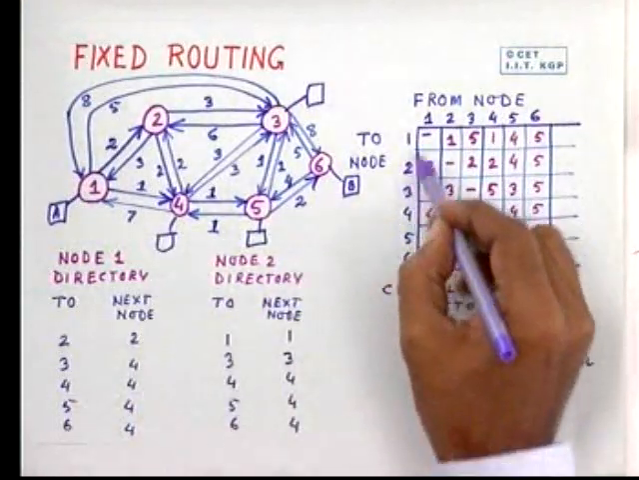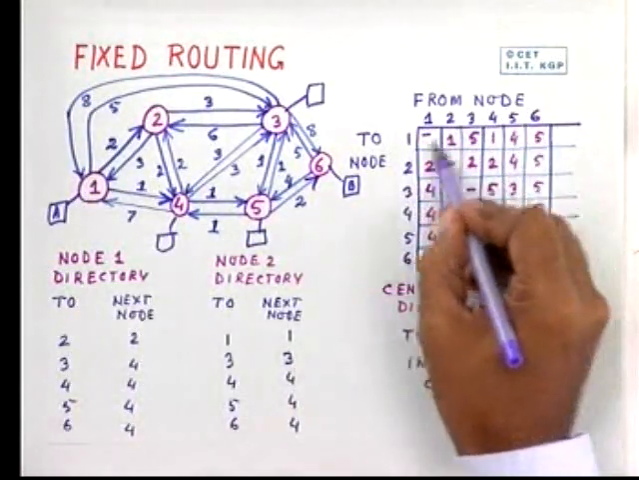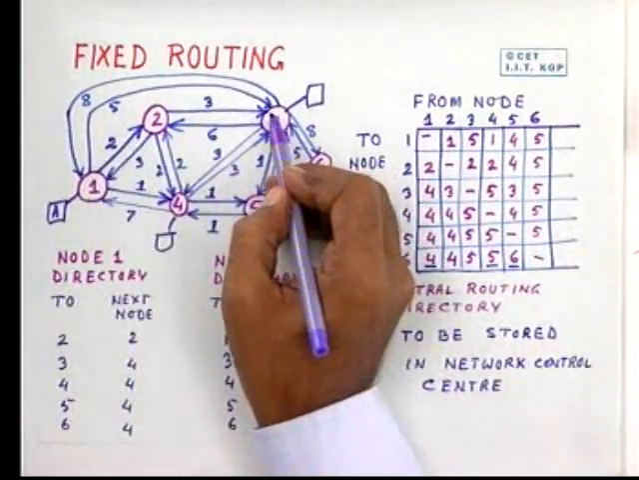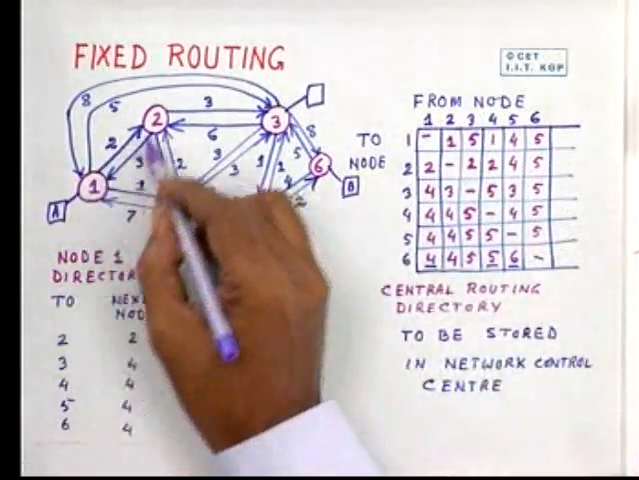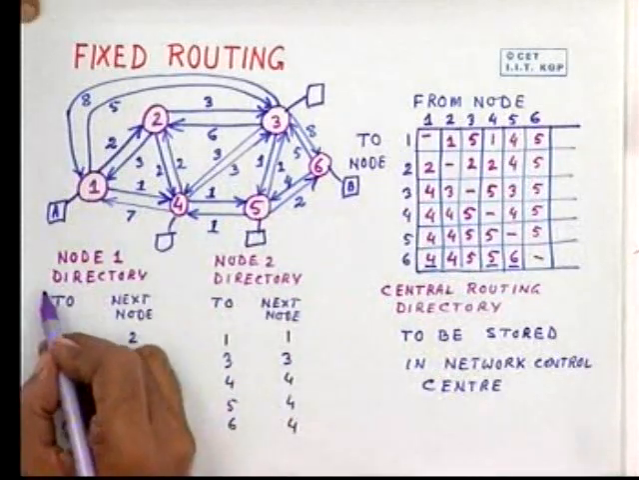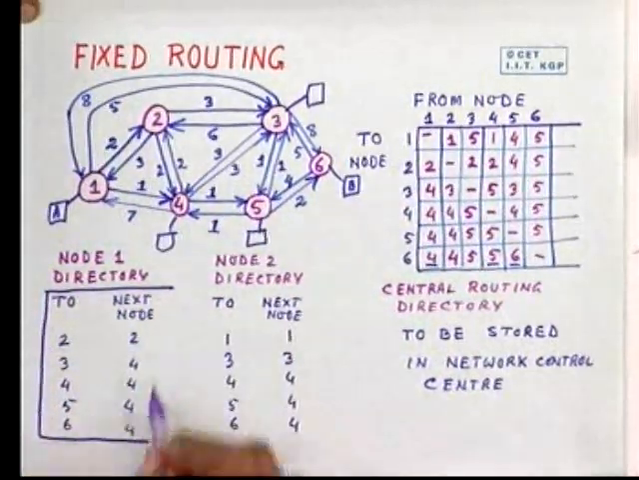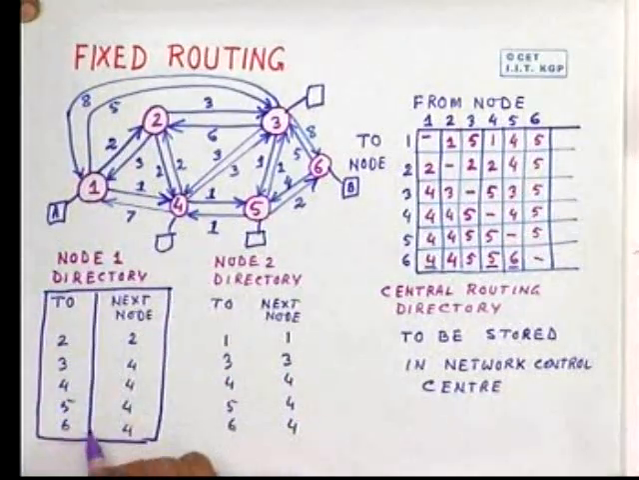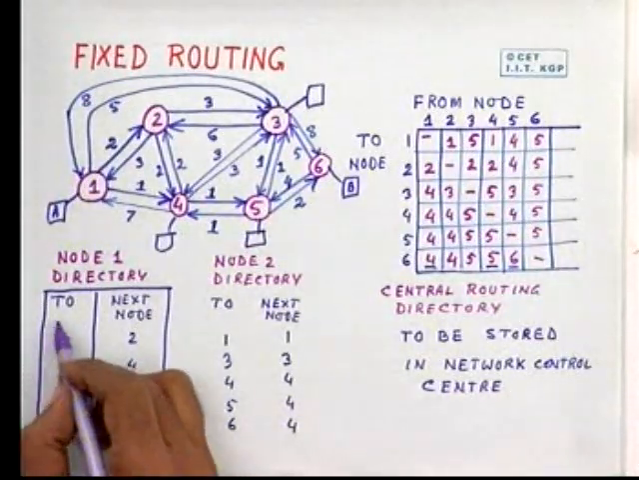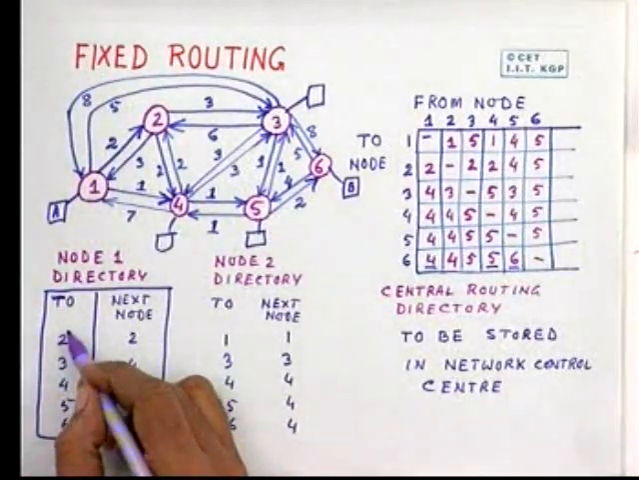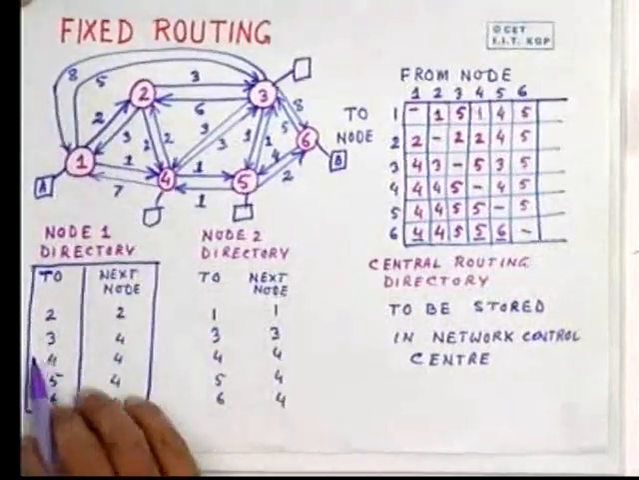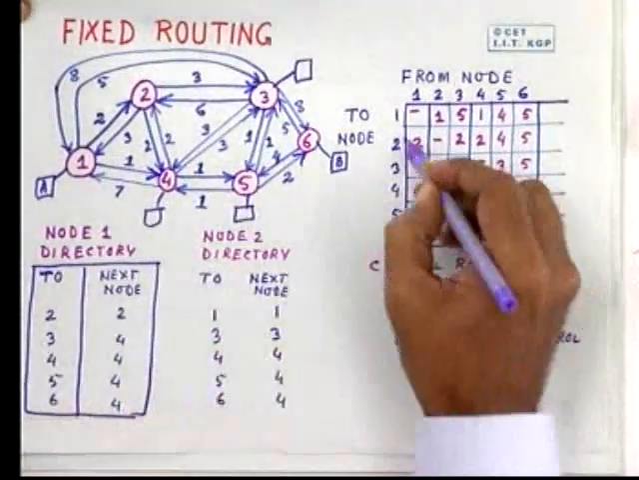Now, there is no need to keep this entire table if it works in a distributed manner. What can be done? A part of this table can be stored in each of these different nodes. For example, node 1 can keep this small directory, and here the destination node is given. To means where the packet has to be sent, the destination nodes, and the next node to which it has to be forwarded is mentioned here. It is the same as this part.